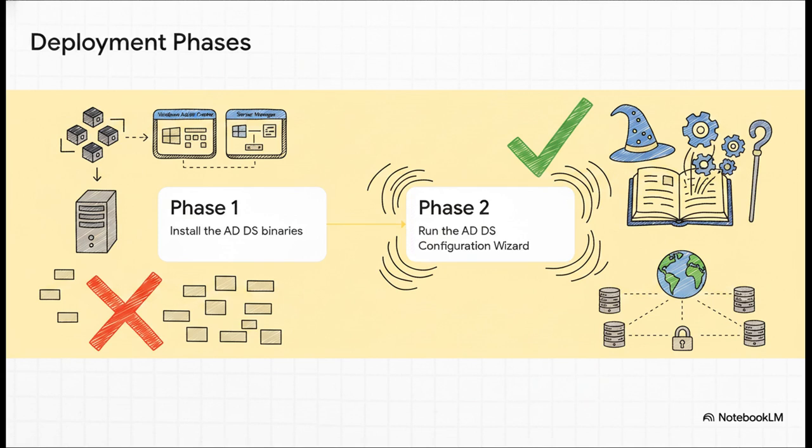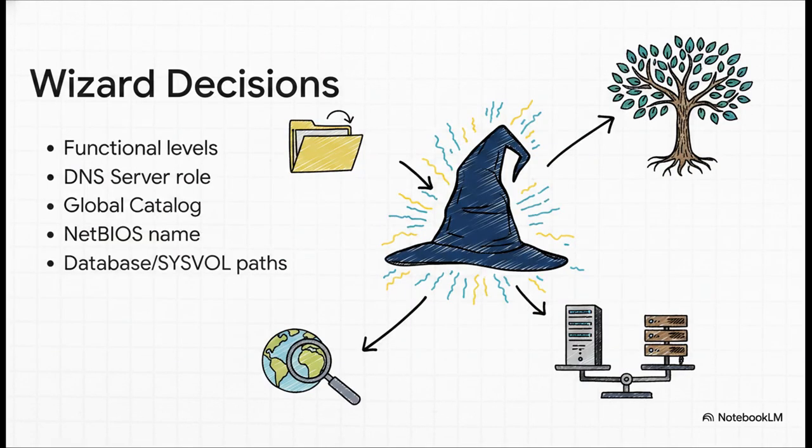Nothing has been configured. And that brings us to phase 2, configuration. This is where the true architectural work begins. The most common approach to phase 2 is launching the ADDS configuration wizard. Now, this wizard forces you to make a series of critical decisions. First, are you creating a new forest, a new tree, or adding to an existing domain? That dictates your entire DNS naming structure.